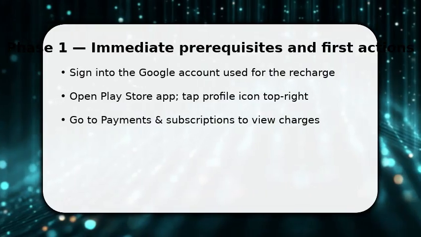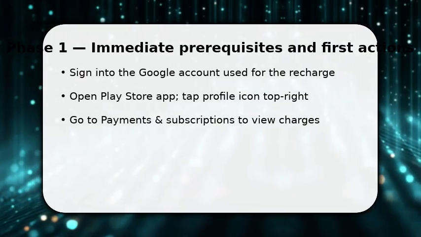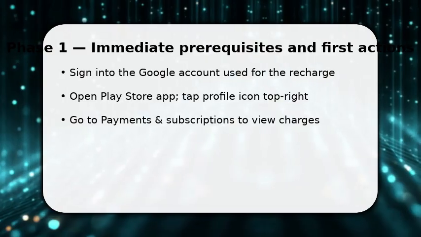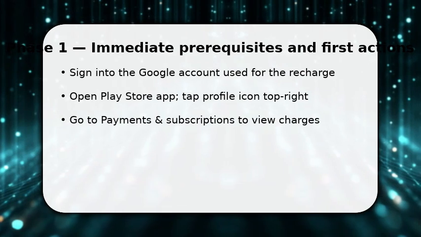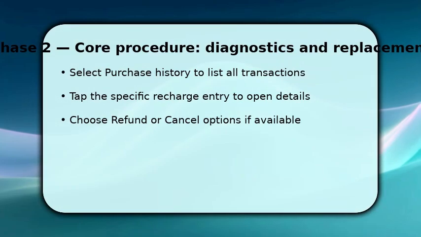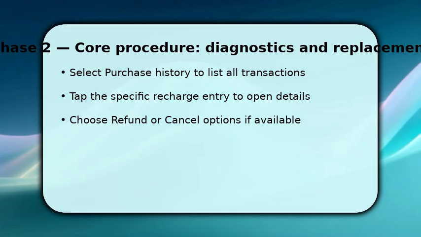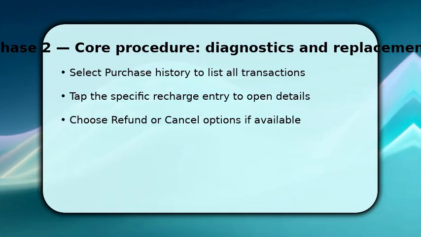I want you to focus on the purchase date and amount now, because identifying the correct recharge entry prevents canceling unrelated services or removing the wrong payment method later. Next, go into Purchase History and scan the list for the recharge. Look at date, amount, and merchant name to confirm it's the right one.